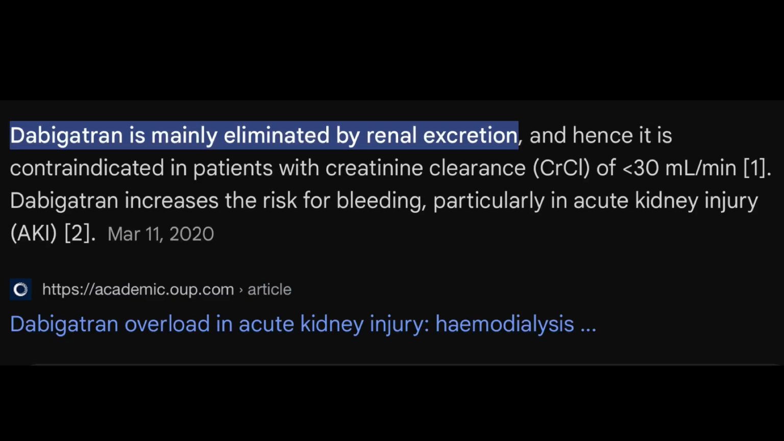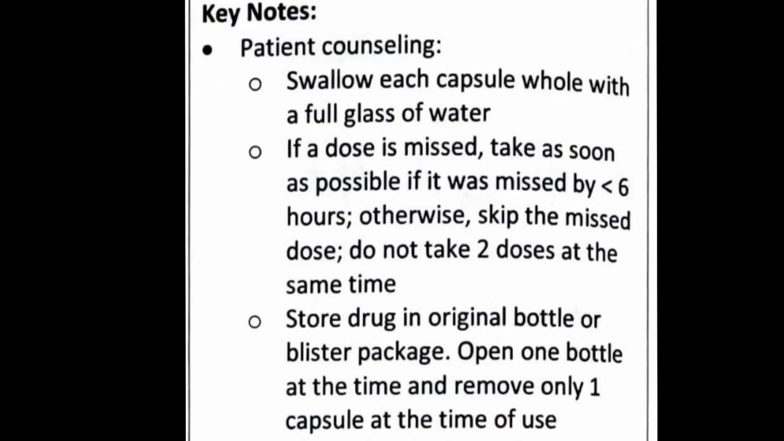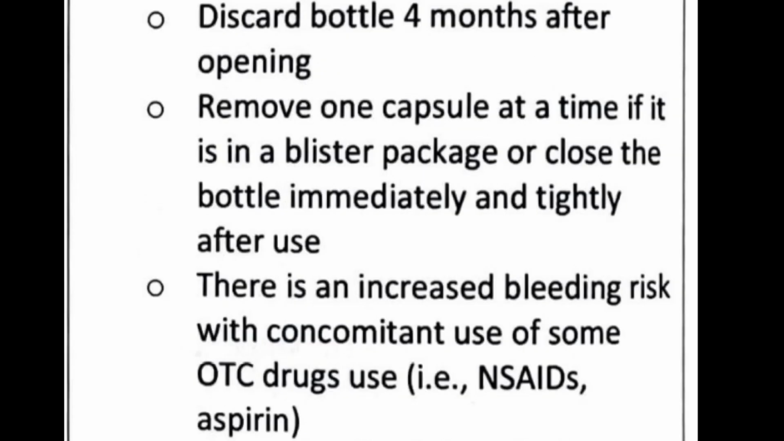This medication, dabigatran, is a P-glycoprotein substrate, so you want to avoid use with dexamethasone. Praxbind is the antidote for Pradaxa. It is known to increase PT and INR as well as aPTT levels. Take the dose if it's missed by less than 6 hours, otherwise skip it. So if your patient forgets to take their dose and it's been less than 6 hours, they want to go ahead and take that dose.